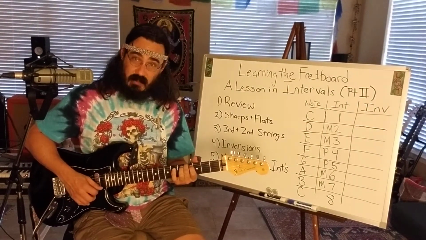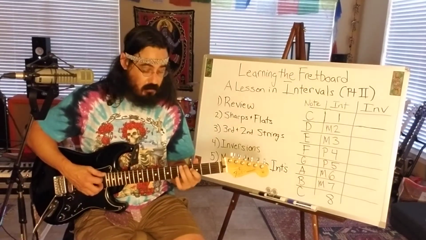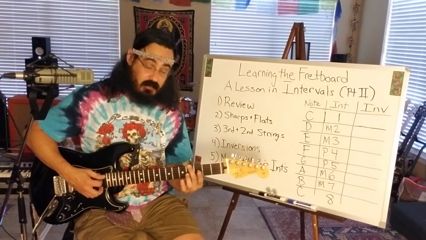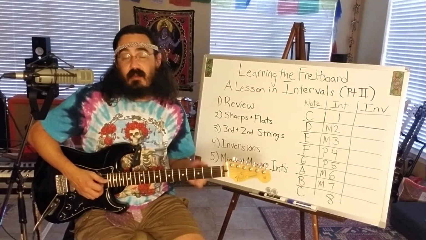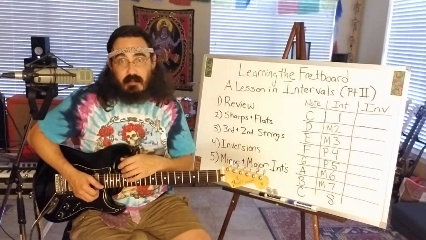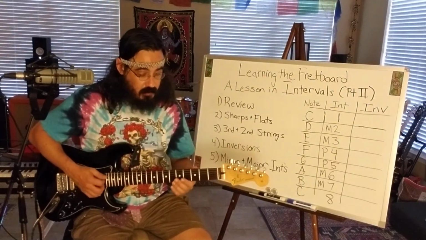I go up 1 step. I can call this G sharp, or since the 5th fret is A, I go down 1 step. It's the same note. I can call that A flat, okay? And those are called enharmonic equivalents. So G sharp is the same as A flat. C sharp is the same as D flat, okay?